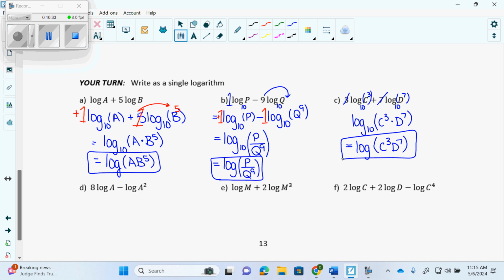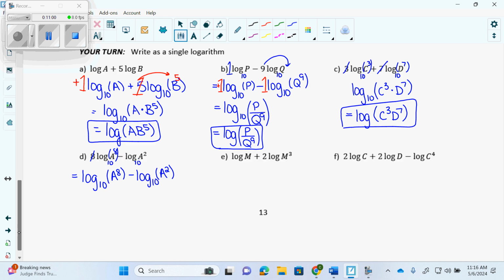Okay, next one, which has 8. Log base 10 of a, and then log base 10 of a squared. 8 is going to come up here. And so I'm going to get log base 10 of a to the 8 minus log base 10 of a squared. Right? They have base 10s. This one has a plus 1. This one has a minus 1. So I'm going to get log base 10 of a to the 8 divided by a to the 2.